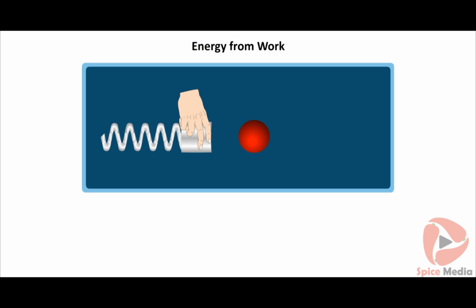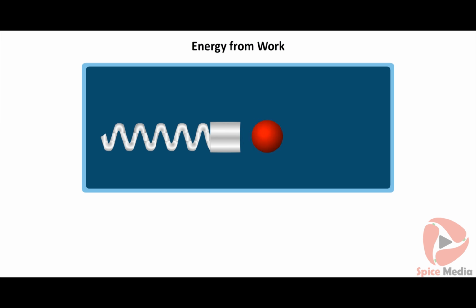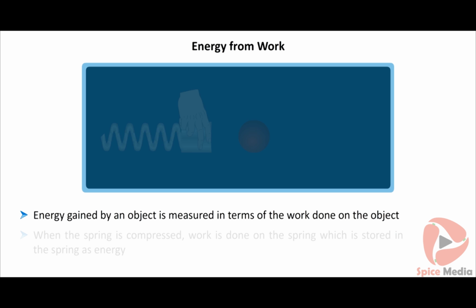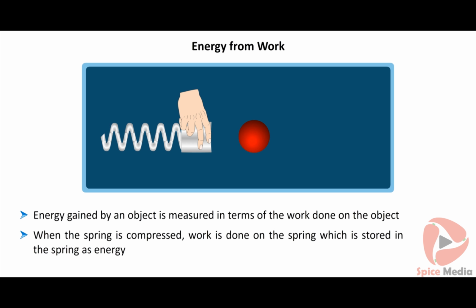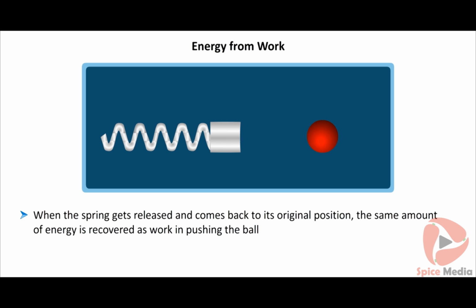When we apply an external force in lifting an object, we say work is done on the object. When we do work on the object, energy is transferred to the object. In other words, there is an increase in the energy of the object. Energy gained by an object is measured in terms of the work done on the object. Let us take an example of a compressed spring. In the compressed state, work is done on the spring, which is stored in the spring as energy. On the other hand, when the spring gets released and comes back to its original position, the same amount of energy is recovered as work in pushing the ball.